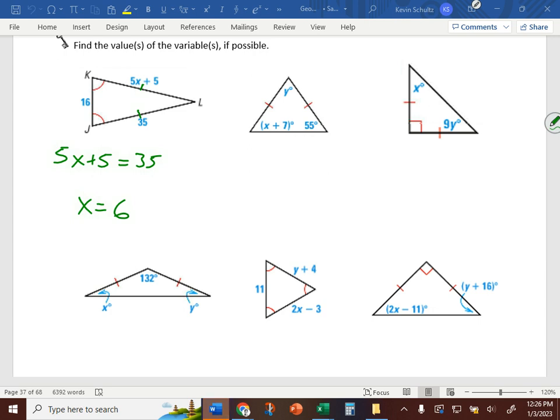Next one, you're going to have to solve for both x and y. Someone give me a relationship that we can write based on the information given. What can you conclude about this triangle and its relationship? Alexis? X plus 7 equals 55. Christopher? X plus 7 equals 55. Correct. We know, since it's an isosceles triangle, the base angles are congruent. And so the relationship we can set up, x plus 7 equals 55. We can conclude from opposite operations that x equals 48.